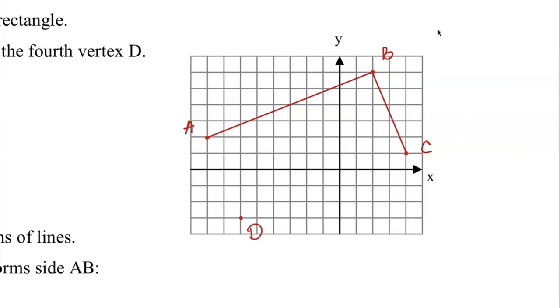This point should be point D. If we join AD and DC, you can see it does look like a rectangle, right? Yeah, so that's how you find the last vertex. Okay.